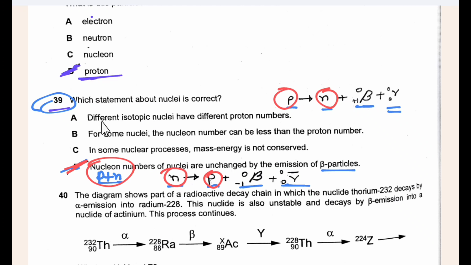But for option A, different isotopic nuclei have different numbers of protons. No, the proton number is the same, the neutron number is different. For some nuclei, the nucleon number can be less than the proton number. This is wrong, because nucleon number is the sum of protons plus neutrons, so the nucleon number is always greater than or equal to the proton number. Then in option C, in some nuclear processes, the mass energy is not conserved. The mass energy is always conserved, the momentum is always conserved, and the total energy is always conserved. So this statement is wrong.